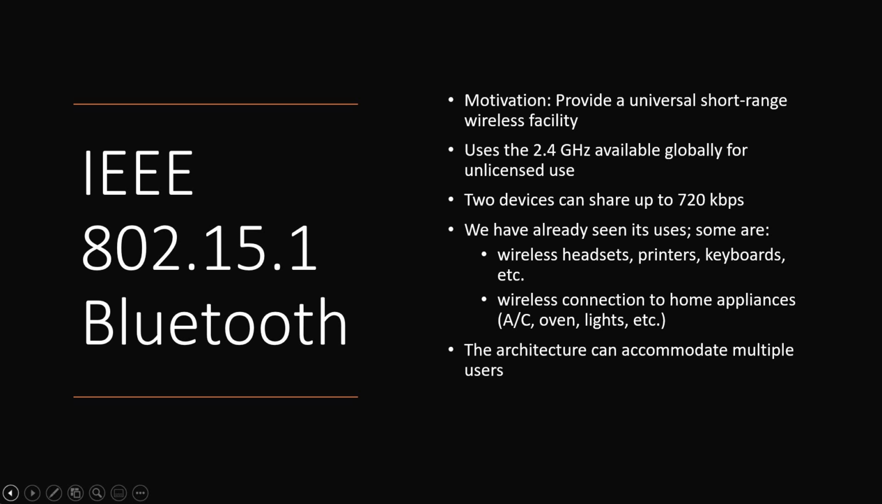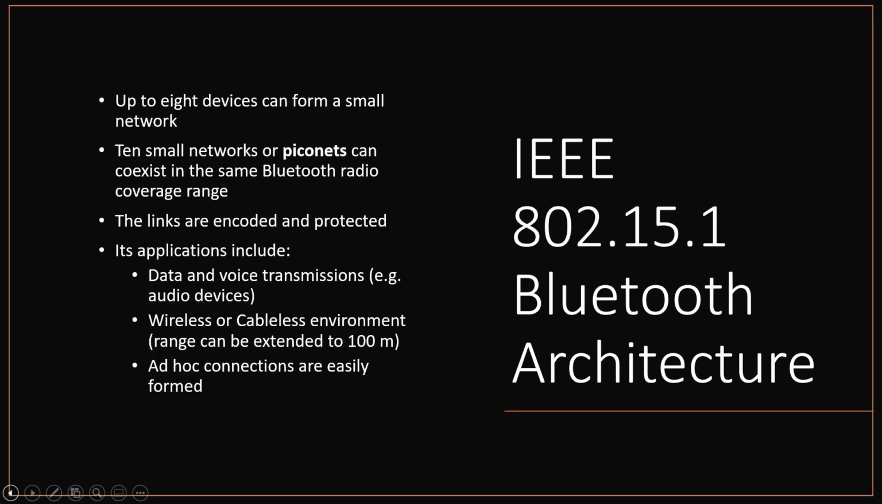This architecture can accommodate multiple users simultaneously, which allows the use of multiple appliances together, and even many people can connect to each other using Bluetooth simultaneously as well. Up to 8 devices can form a small network in Bluetooth, and this small network is actually called a piconet. 10 smaller networks or piconets together can coexist in the same Bluetooth radio coverage range. Okay, so this means if 10 small piconets are together in the same space, it will not create much of a problem.